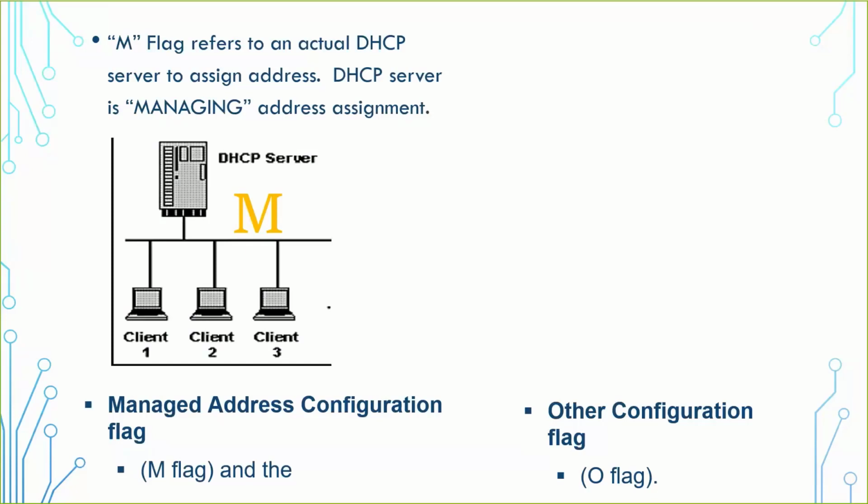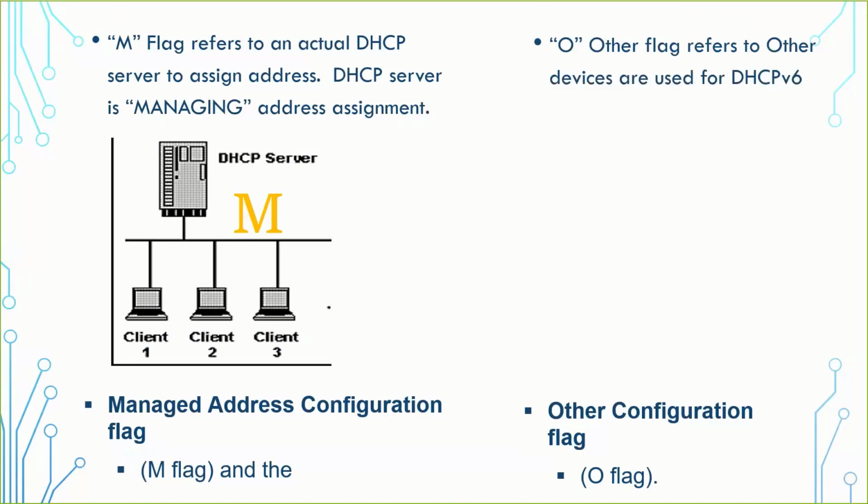Now in computer language, how do we represent on and off? Ones and zeros. Yep. A 1 would mean it's on, and a 0 would mean it's off. Do you agree with that? So if my DHCP server is managing my IP address assignment, will my M flag be on or off? On, right? It'll be on, okay?